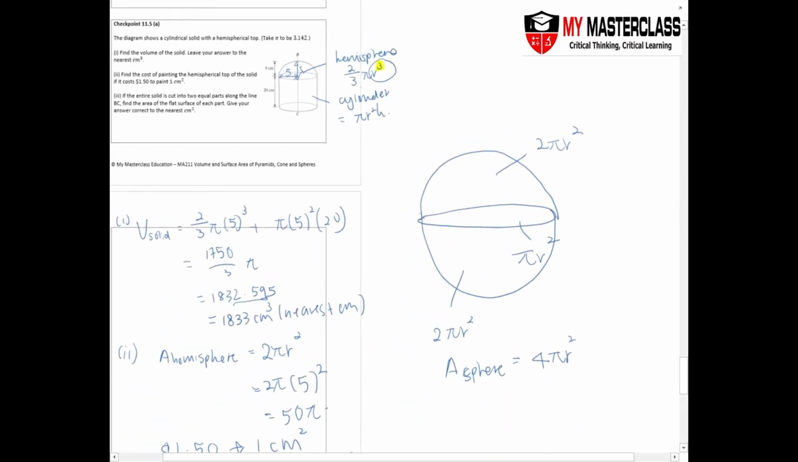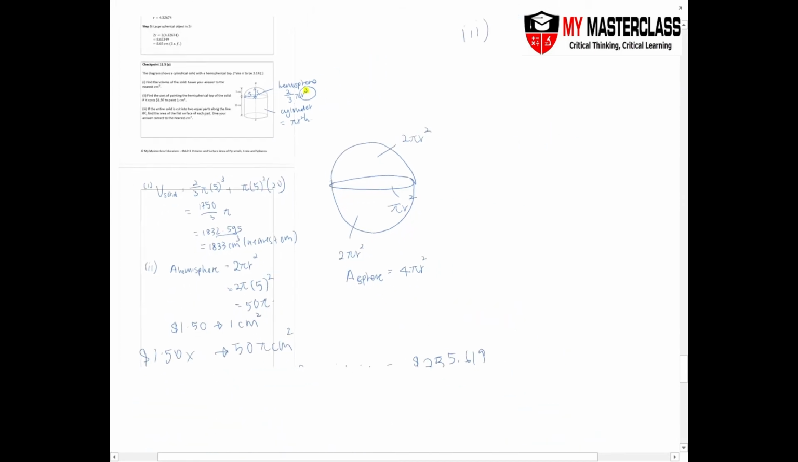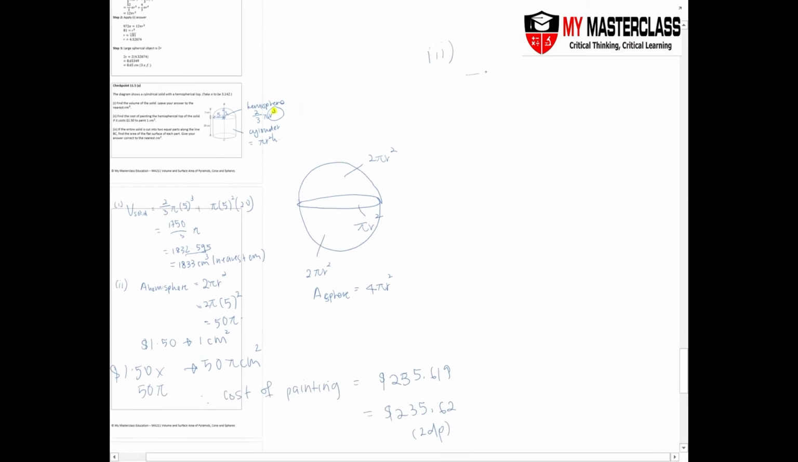Now let's take a look at part 3. Part 3 tells you if the entire solid is cut into equal parts along the line of BC, find the area of the flat surface. The flat surface is actually this. Can you see? So the flat surface is actually a rectangle. And if I have another part, it's basically a quarter of a sphere. So this is also a circle, correct? So all you need to find is one rectangle and one circle. As simple as that.